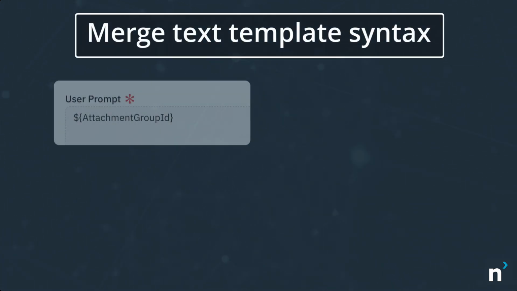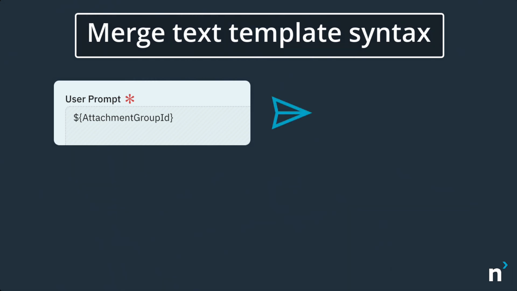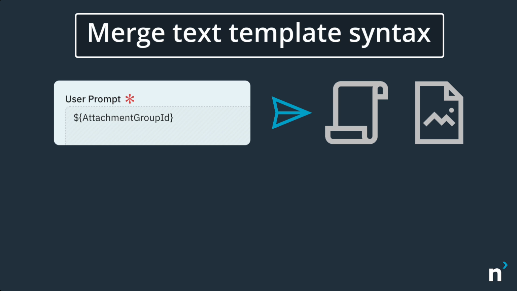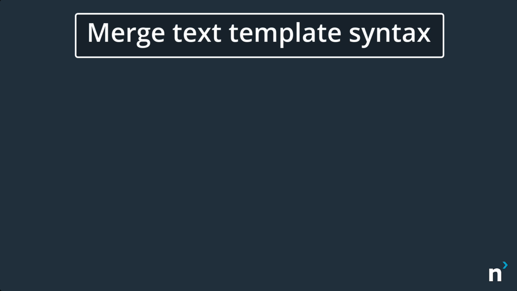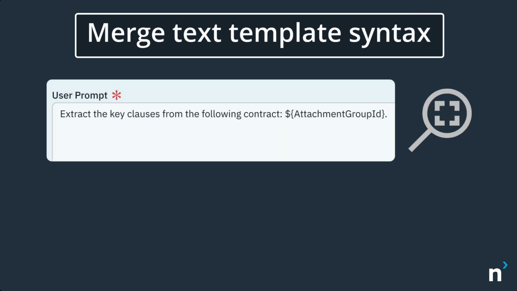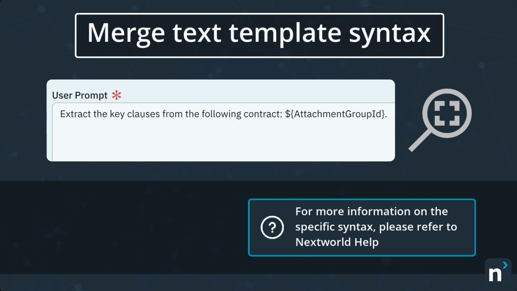Prompt definitions use merge text template syntax to include dynamic data in the prompt text. You can send an attachment, such as a PDF or an image, to the LLM for analysis using this syntax. A more advanced use case might involve extracting key clauses from a contract using that same approach. The prompt for this example might be, extract the key clauses from the following contract, attachment group ID. For more information on the specific syntax required, please refer to Nextworld Help.